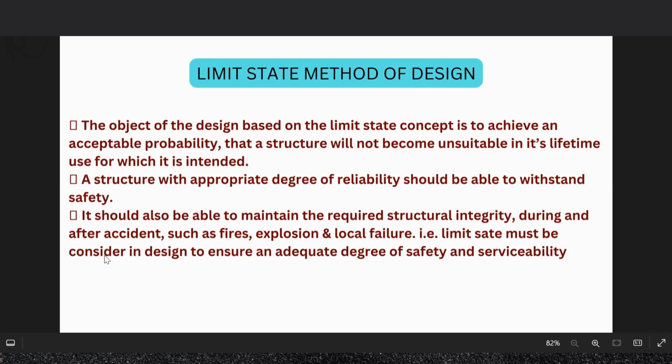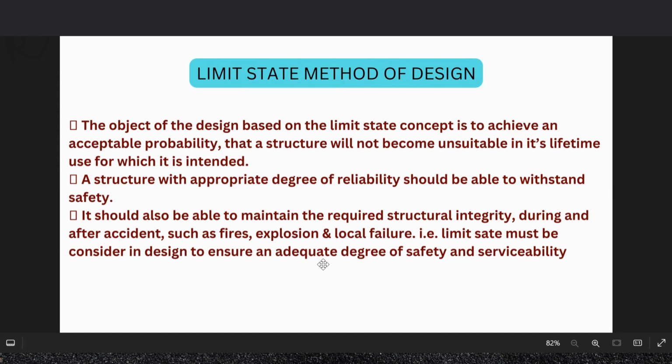You can read these things in an elaborate manner, because in short I have already explained it to you. It should also be able to maintain the required structural integrity, because the IS code has already decided some limits and given you formulas in which you put the values, and the resulting value should not exceed the limit. The calculated things are what you have assumed for your structure.